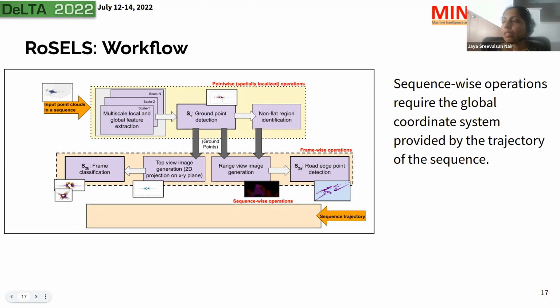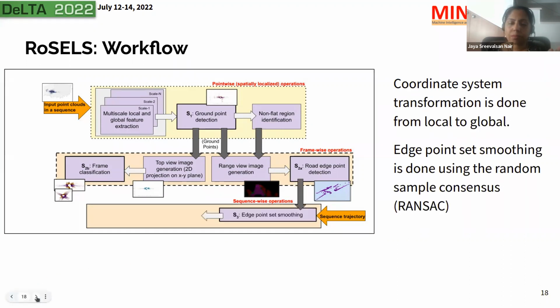We now reach the last set of the sequence-wise operations. Here we need additional information of the ego vehicle in a global coordinate system, provided by the entire trajectory or the sequence of the point clouds. Now all the road edge points are converted to the global coordinate system, which takes into account the position of the vehicle as well as its pose, so that we get accurate edge points.